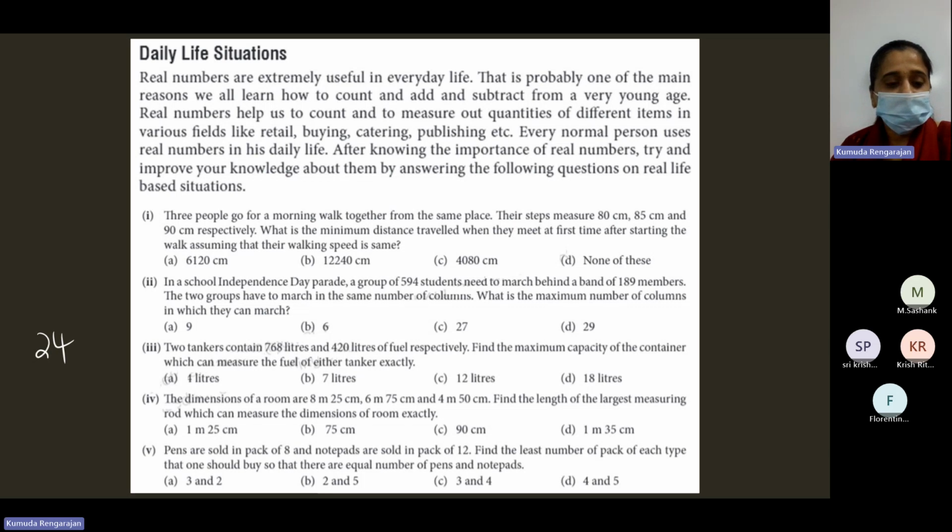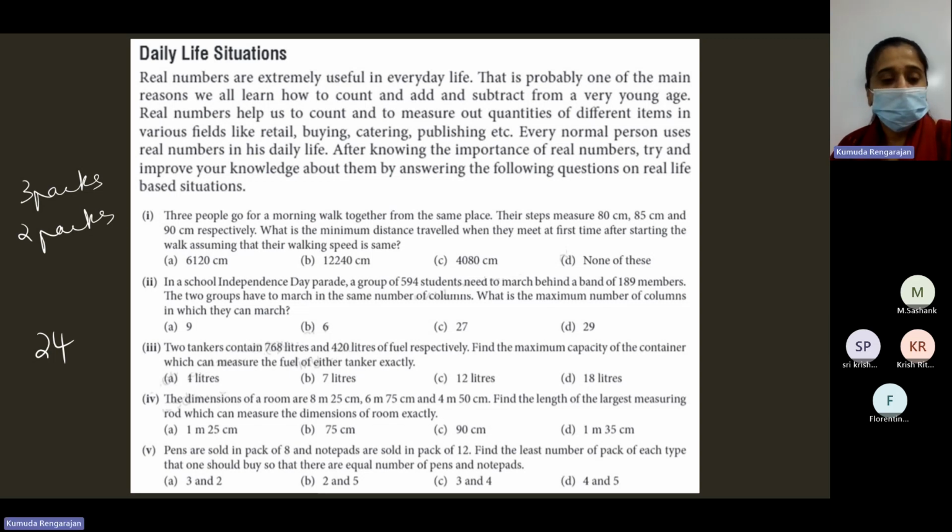Pens are sold in packs of 8, so you should buy 3 packs, because in 1 pack there are 8. So with 3 packs you'll get 24. Notebooks come 12 in 1 pack, so you'll buy 2 packs. So 3 and 2.